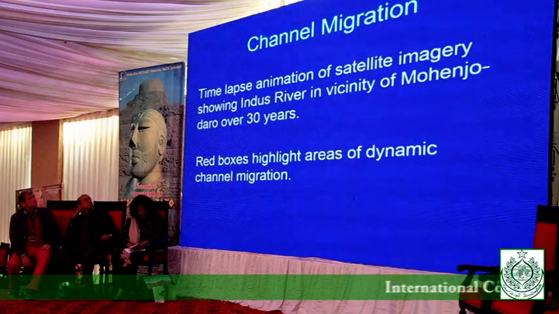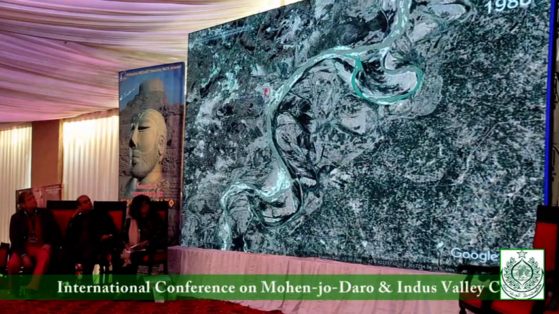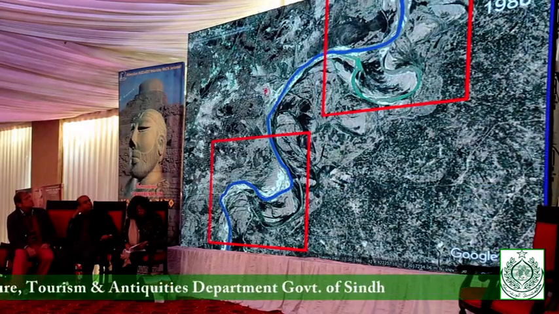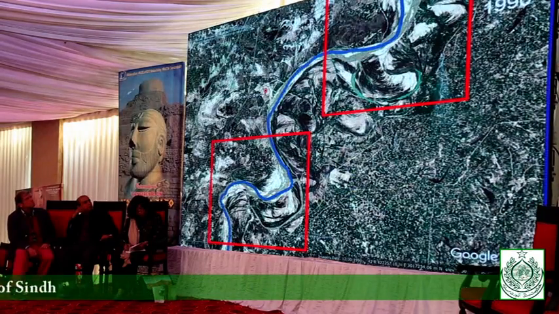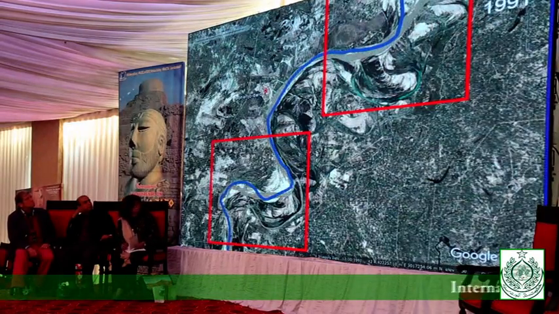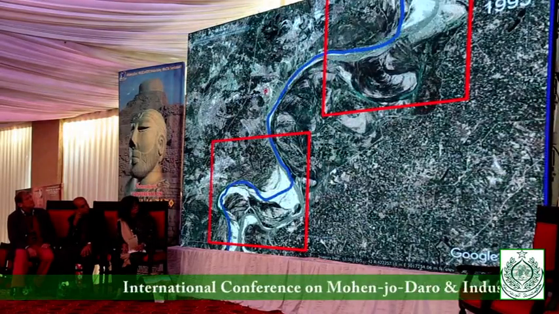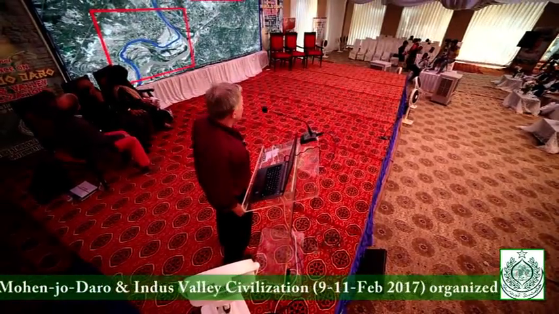So let's take a look at a time delay model of what's happened to the Indus over the past 30 years. That's the present channel. Pay attention to the area in the red boxes. Year by year, this is what's going on. Lots of changes.